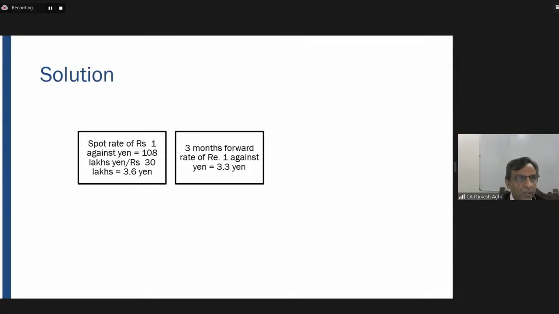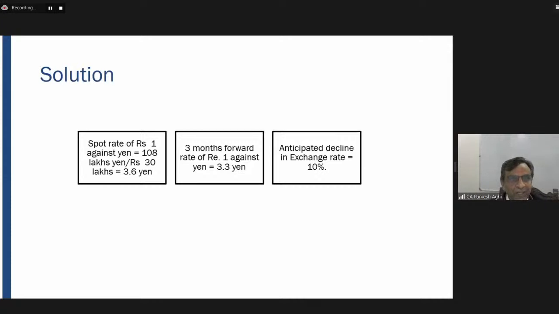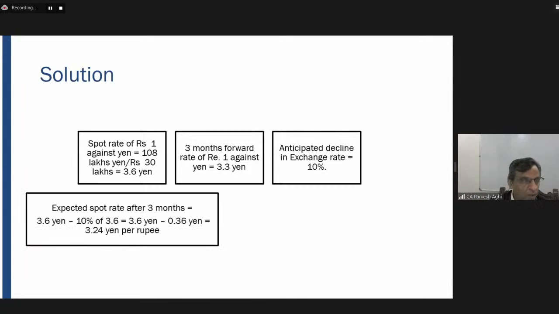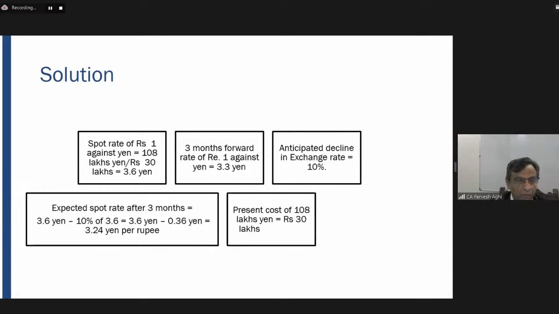Fine. So definitely the rupee is gaining or the yen is losing ground. Then the anticipated decline in exchange rate is 10%. So the expected spot rate after 3 months, this is expected, not the forward rate. So in 3 months, there's a 10% decline in the exchange rate. So 3.6 minus 10% of 3.6, so you get 0.36. Okay. So that means the rate will be 3.24 yen per rupee. So this is the forecasted rate, whereas the forward rate was 3.3. So you will be better off by taking a forward one.